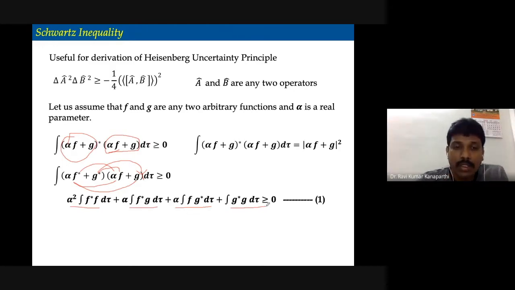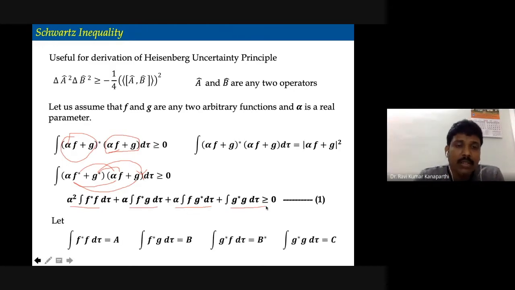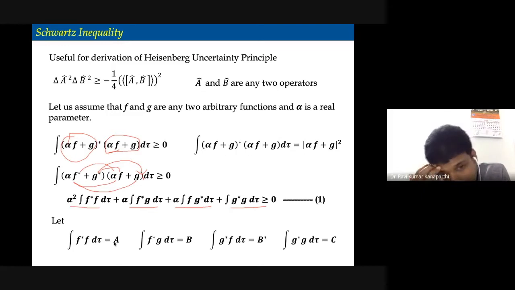Now, what we can do is substitute. Instead of writing this integral, I just want to make a substitution. You can realize that this is the integral of f star f d tau. Instead of writing the entire integral, I just want to replace it with some notation, which is basically a capital A.